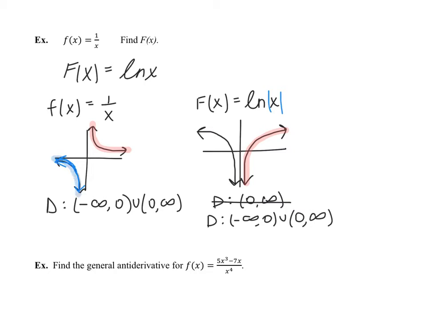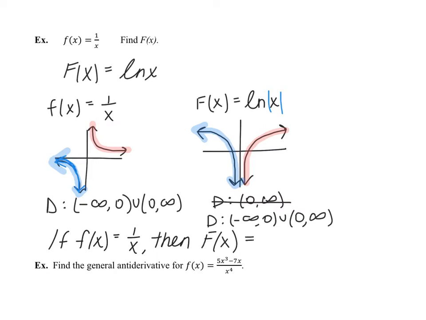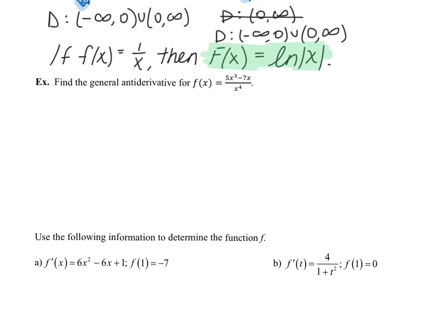Now our branch in the original 1 over x function, which was down here in the third quadrant, has a corresponding piece on the antiderivative. That's why we say if the function is 1 over x, then the correct antiderivative, which I'll write as capital F, would be the natural log of the absolute value of x. And it's important to remember to include those absolute value bars around x to be accurate. So now let's use that idea to do an example.